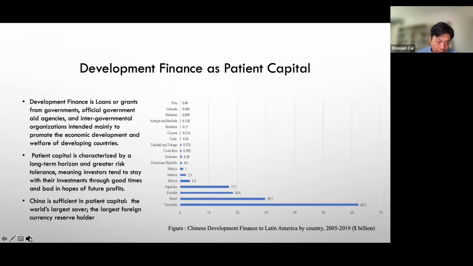So this is China's patient capital. Patient capital is characterized by a long-term horizon and greater risk tolerance, meaning investors intend to stay with the investment through good times and bad times in hope of future profit. China provides a lot of development finance to Latin American countries. Here's the list of the countries. This is very important for infrastructure cooperation.